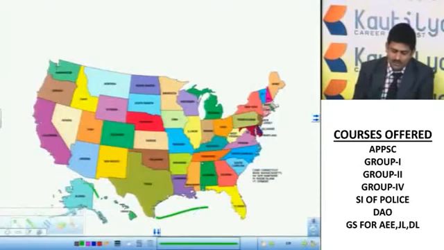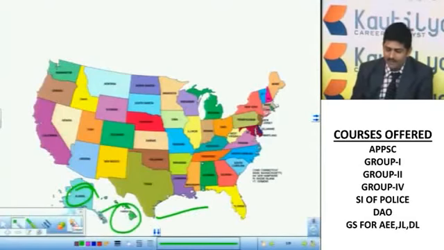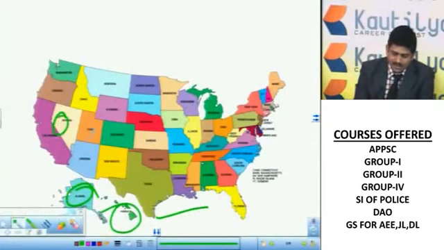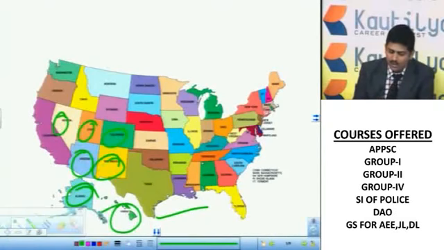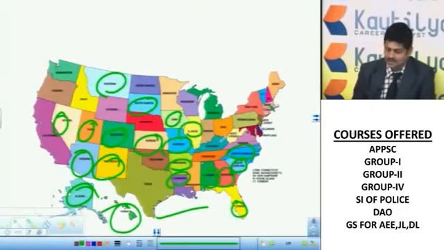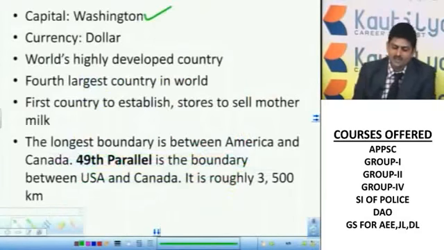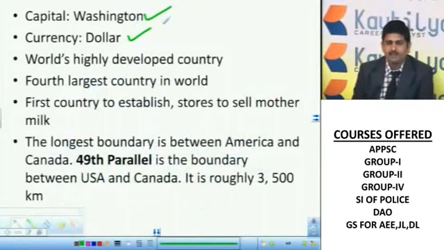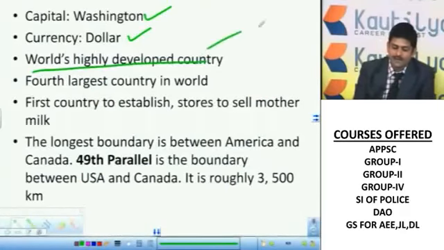So this is the picture. Here you can see Alaska. Here the Hawaii Islands are very, very important. Nevada, another state, Utah, Arizona, New Mexico, Colorado, Kansas, Iowa, South Dakota, Montana. All these are states. North Carolina, South Carolina, Georgia, Florida, Alabama, Louisiana, Arkansas, Missouri, Illinois. All these are states, but here we don't need to remember all these states. The capital is Washington. Its currency is the dollar. It is probably a highly rated currency in the world. Next, the world's highly developed country, the 4th largest country in the world area-wise.